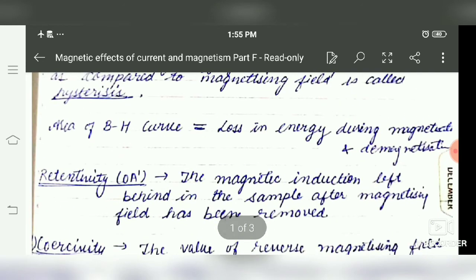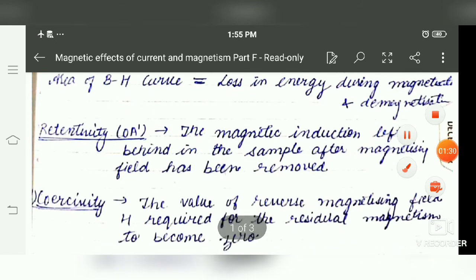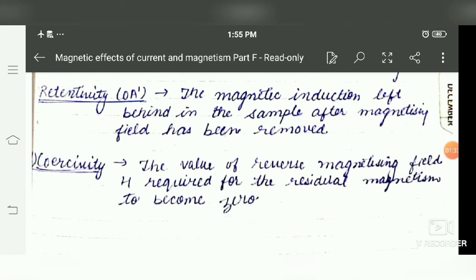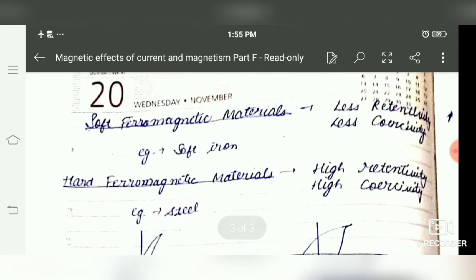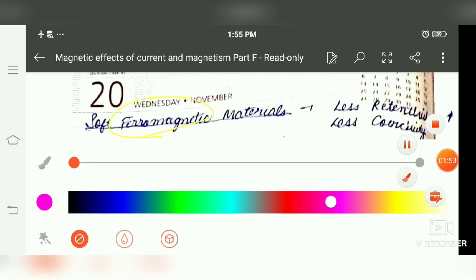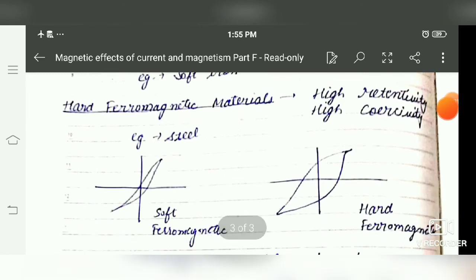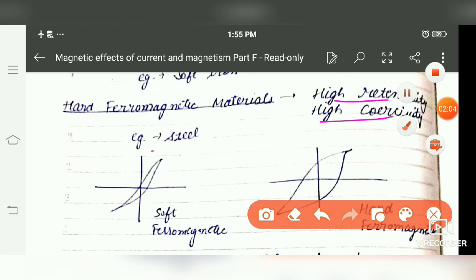So from here we can see that the area of the BH curve gives the loss of energy during magnetization and demagnetization, where retentivity is the magnetic induction left behind in the sample after the magnetizing field has been removed, and coercivity is the value of the reverse magnetizing field H required for the residual magnetism to become 0. For a soft ferromagnetic material, both retentivity and coercivity are less. An example is soft iron. A hard ferromagnetic material has high coercivity and high retentivity, that is steel.